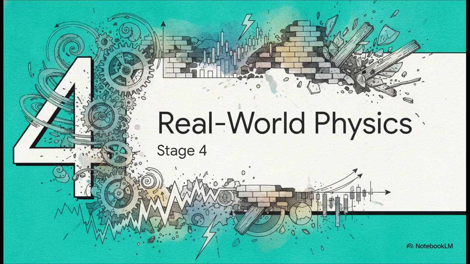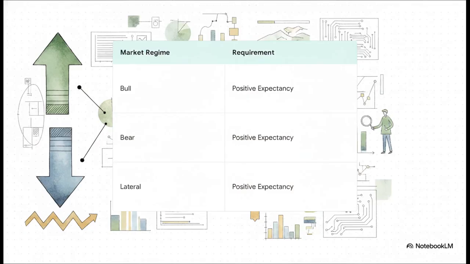Moving right along to layer 6 in the stack, we hit stage 4, real-world physics. Now, a strategy might survive the math, sure, but now it has to prove it can actually handle the brutal, shifting realities of live markets. And this brilliantly illustrates exactly how they test it. Apex slices the strategy's performance by market regime: bull, bear, and lateral, or choppy, markets. The requirement? Positive expectancy in all three. If an algorithm only makes money when the market is going straight up, it gets flagged and demoted for just being a bull market passenger. It has to win everywhere.